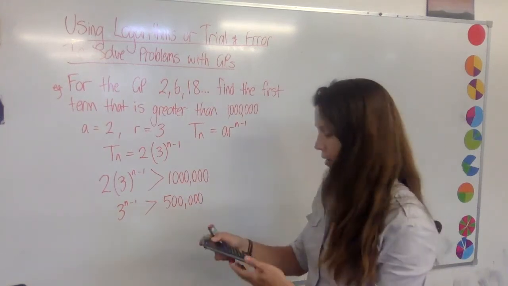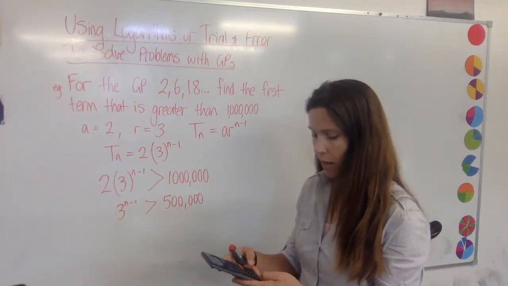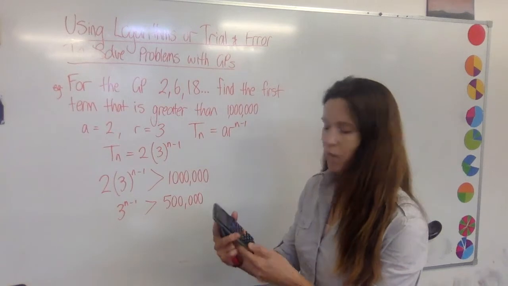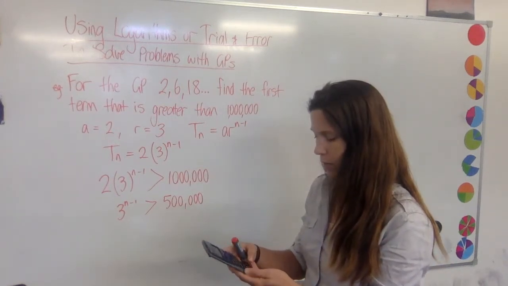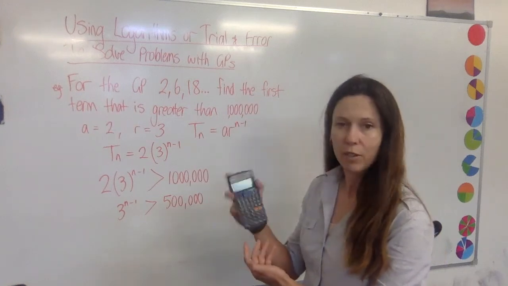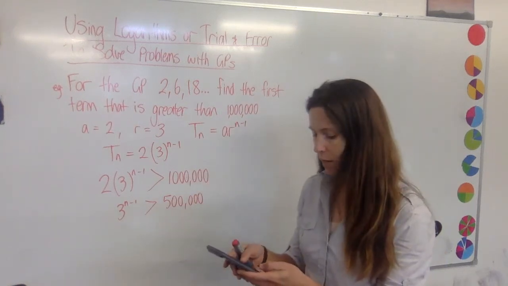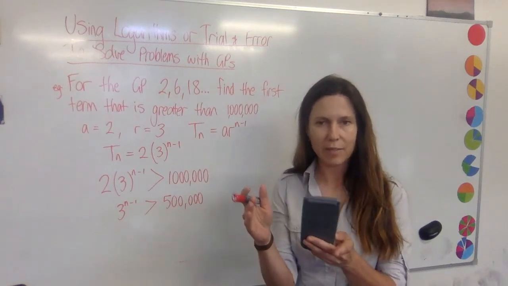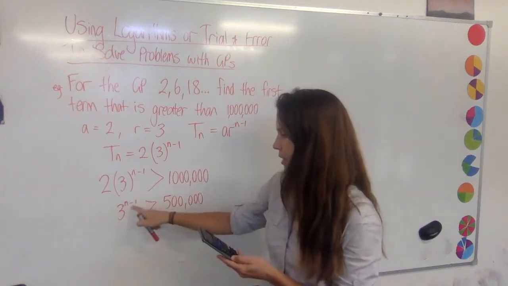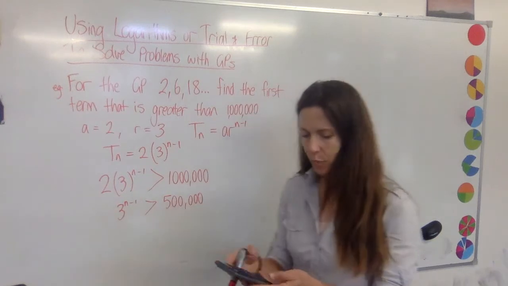Now, pick a number. 3 to the power of 10. What's that? Well, it's 59,000. That's quite a bit too small. All right, 3 to the power of 15. What's that? Oh, that's much too big. So it's in between 10 and 15, and it's actually not taken me very long to already narrow it down. I know that this number here, the n minus 1, is between 10 and 15.